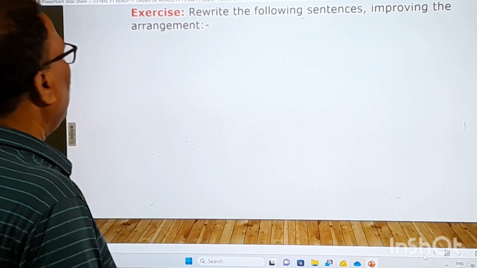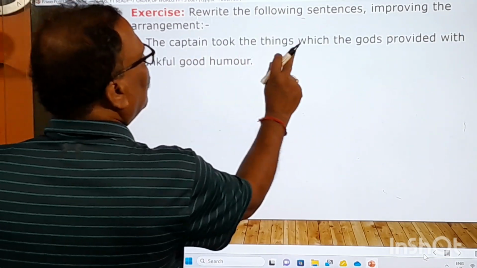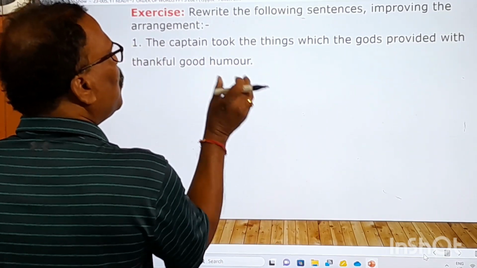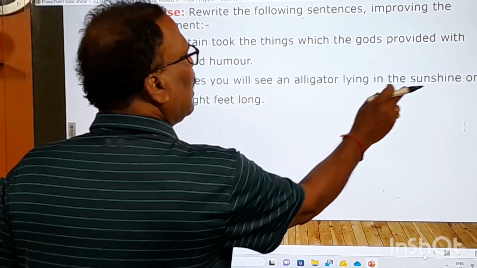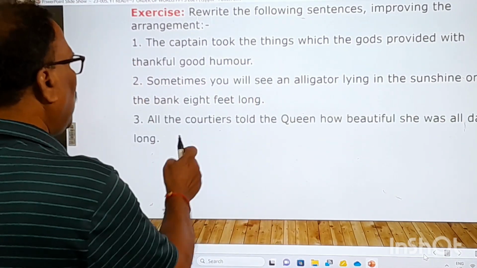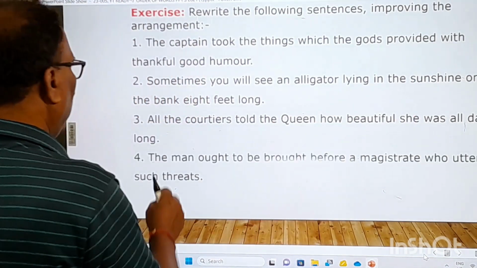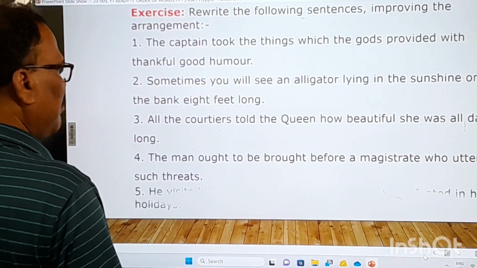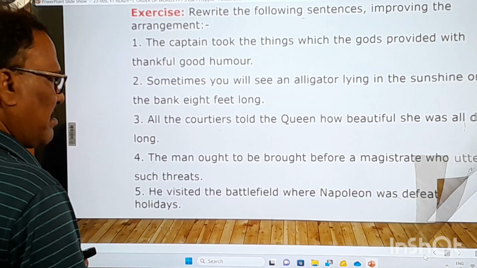Okay, right. Rewrite the following. I'll read them. The captain took the things which the gods provided with a thankful good humor. Which word should be placed where? Let us see that. And here, sometimes you will see an alligator lying in the sunshine on the bank, 8 feet long. All the courtiers told the queen how beautiful she was all day long. The man ought to be brought before a magistrate who utters such threats. He visited the battlefield where Napoleon was defeated in his holidays.